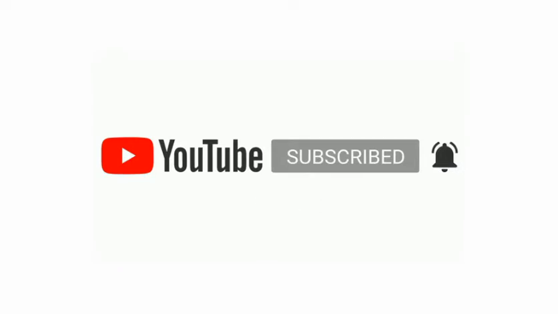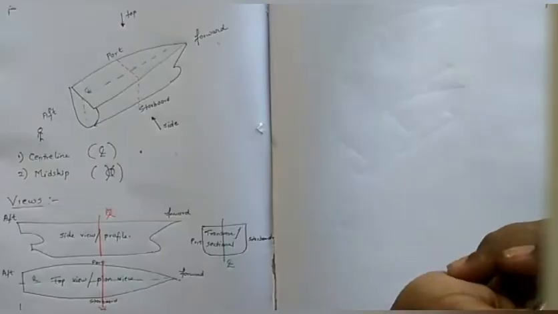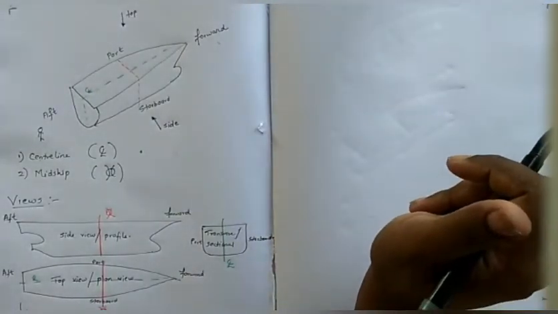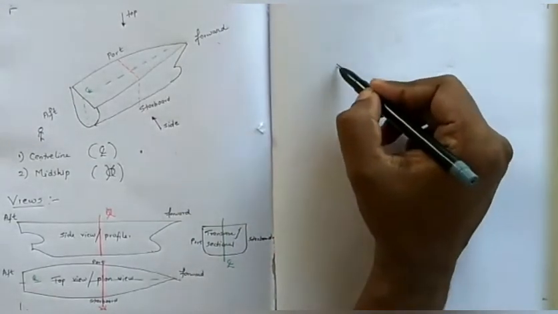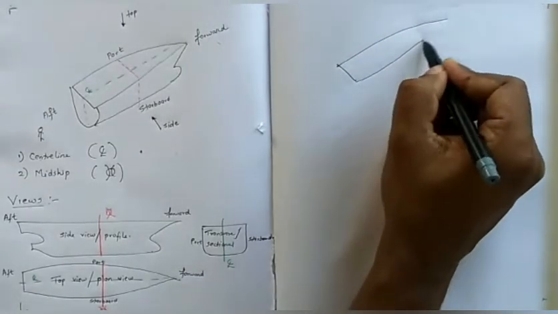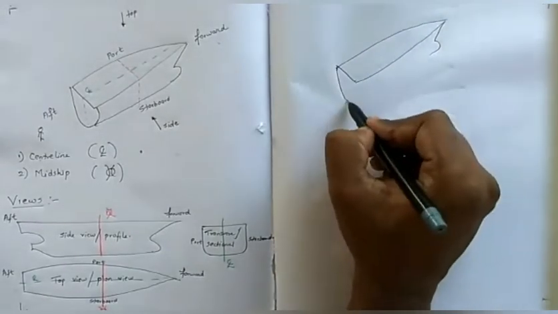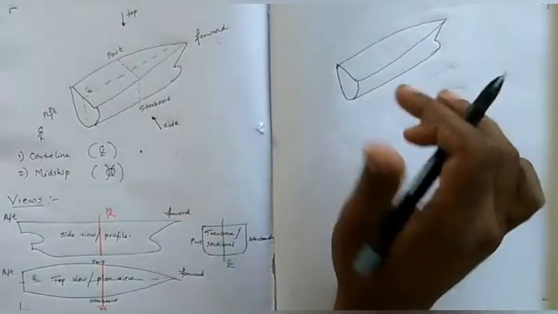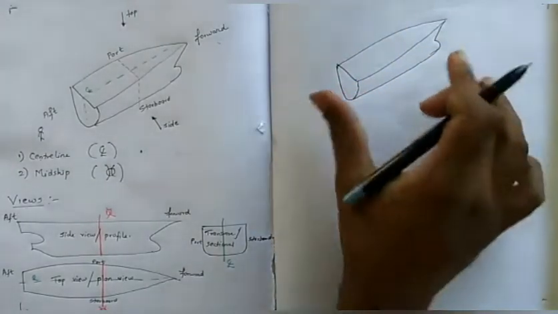Hello friend, in the next part we should understand some basic dimensions of the ship. Now, what are these? Consider this is my ship. This is the three-dimensional figure that I'm drawing. Just like a cuboid, which has length, breadth and height, the ship also has some dimensions.